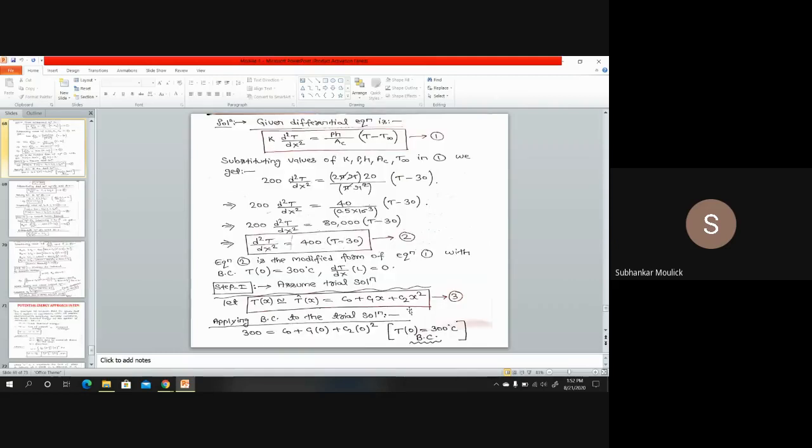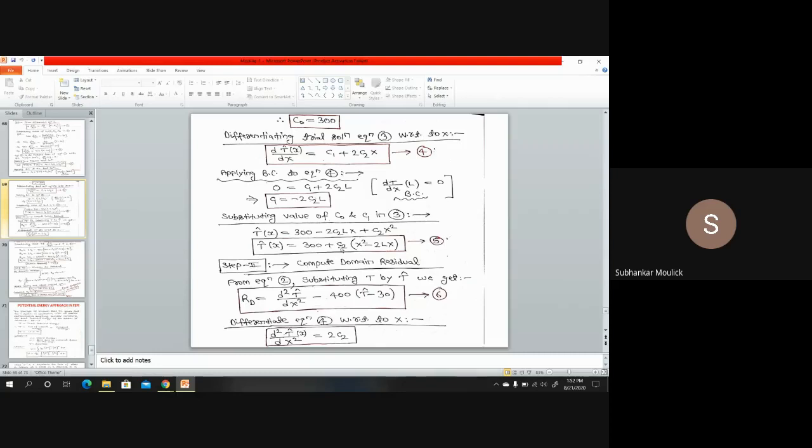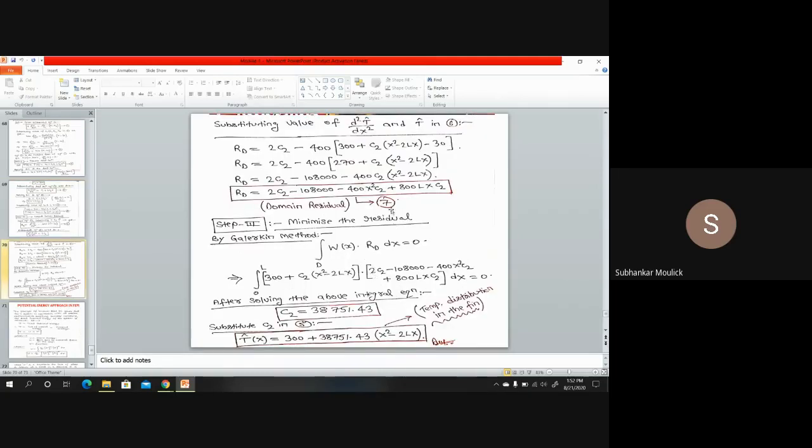Why am I not using equation number 3? Because if I use equation number 3, there will be 2 unknowns, C1 and C2, since C naught is known, and I cannot solve the problem. So I am going for this modified trial function in which there is only one unknown, that is C2. So just multiply equation number 5 with equation number 7.